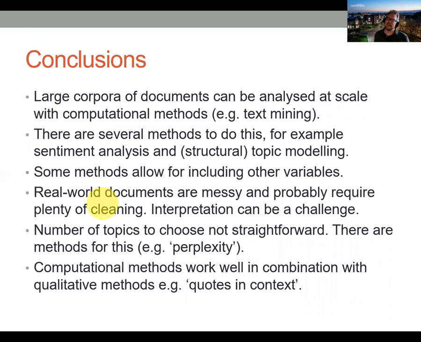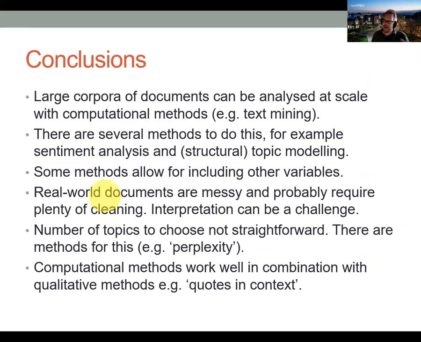What can we conclude from this? Well, I think that it is completely unrealistic to analyze such large corpora of documents manually. So basically, if you've got thousands of documents, then you need some sort of way to analyze them at scale. So large corpora of documents can be analyzed at scale with these computational methods, sometimes referred to as text mining or topic modeling. And there are several ways to do this. For example, I showed you sentiment analysis, but there also is topic modeling and structural topic modeling.